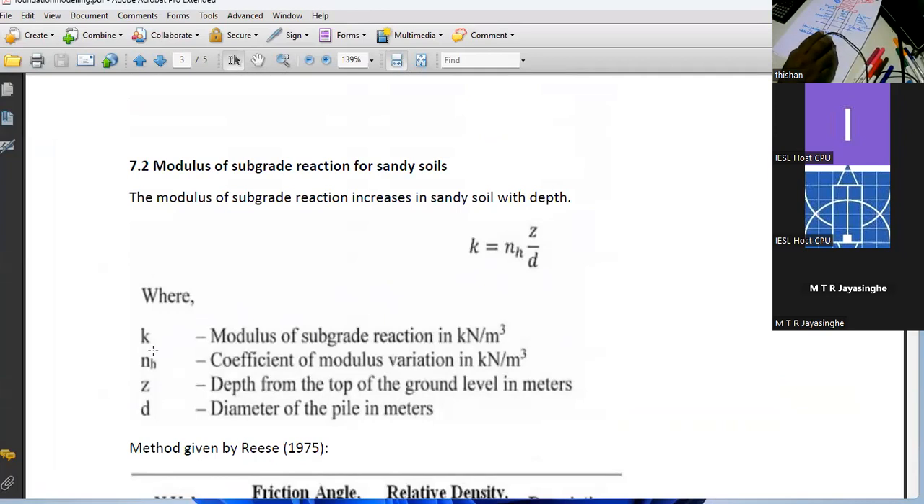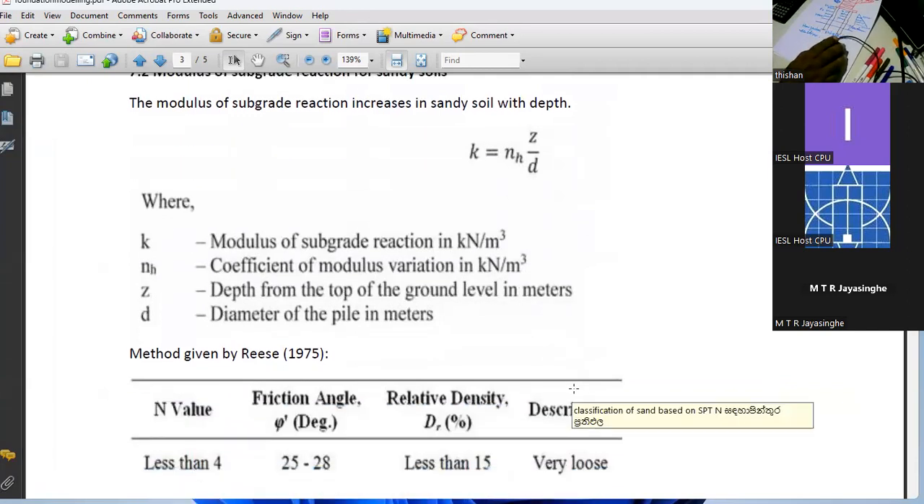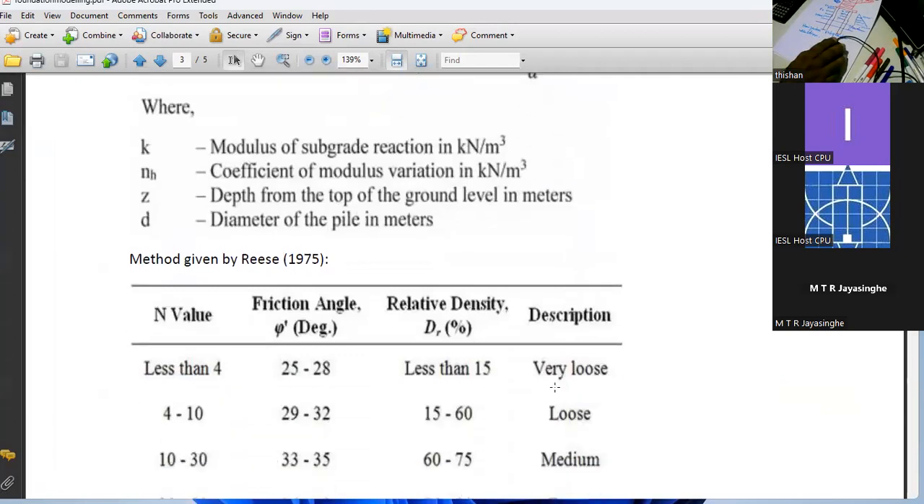So basically, K is the modulus of subgrade reaction in kilonewtons per meter cubed. NH is the coefficient of modulus variation in kilonewtons per meter cubed. This is the depth from top of the ground level in meters, and D is the diameter. A lot of geotechnical research has happened, so a lot of people have given different formulae, but this is again a commonly used one.